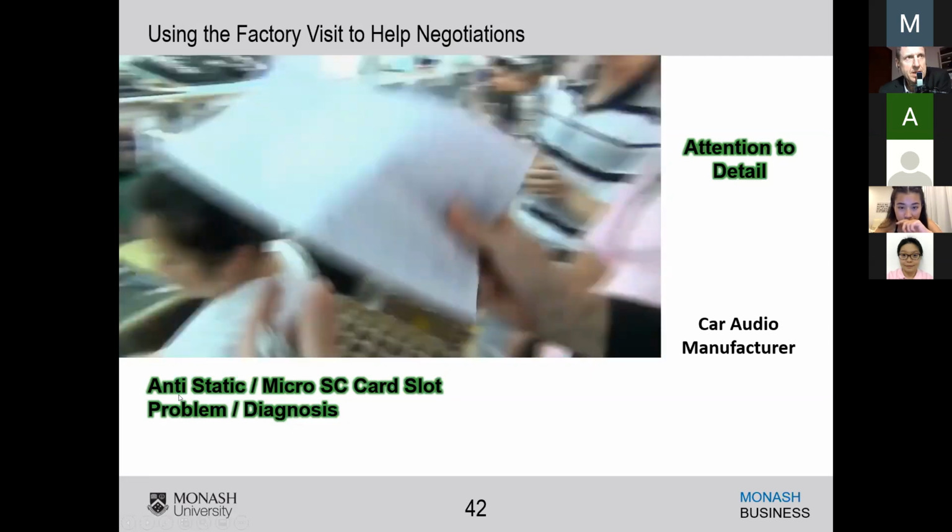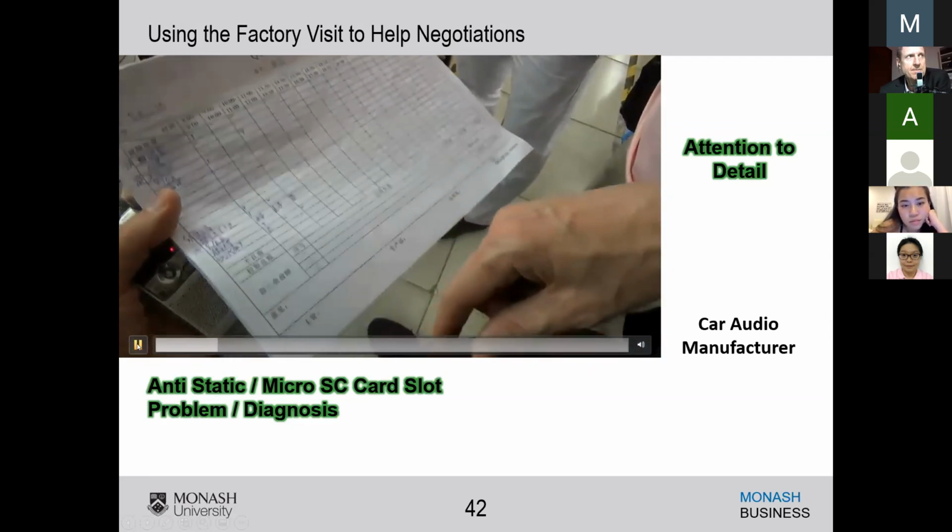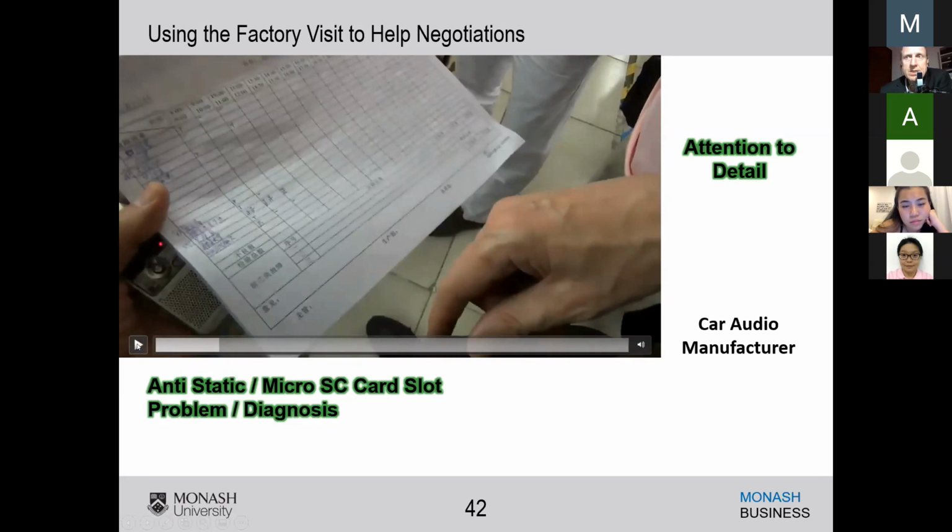Remember, this is the car audio. What do you think this is? You don't have to read Chinese. I want you to guess. A logbook. Checklist. It's a notebook. What are they noting?